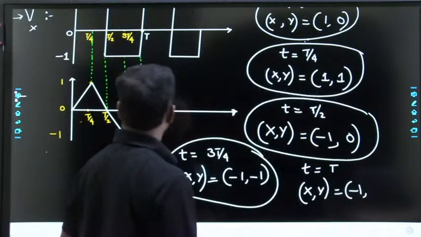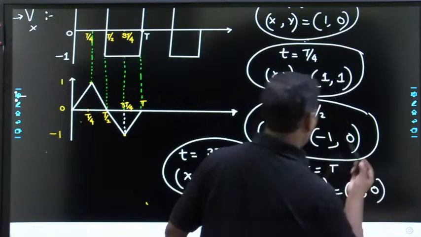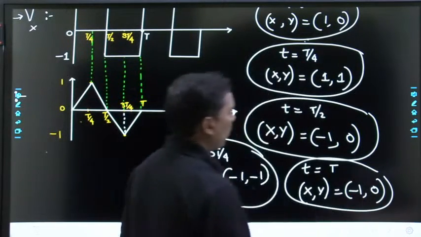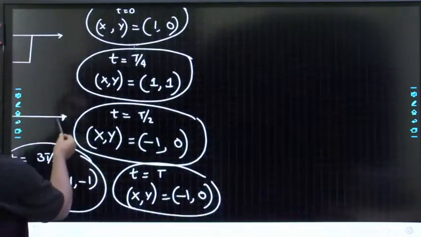And at t is equal to T, this is how much? 0, na? 0. Okay, all of you fine? All of you followed? Chalo, now let us draw the pulse. What pulse are we going to get?